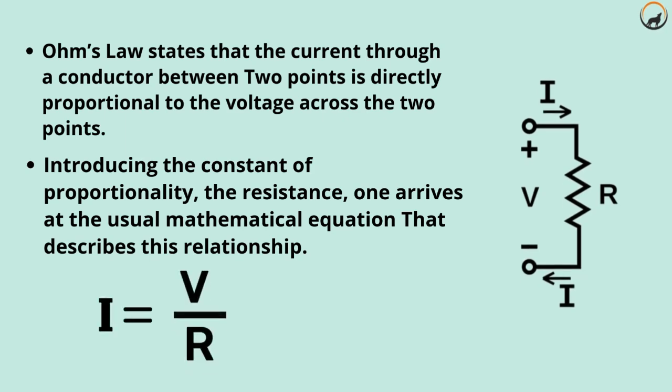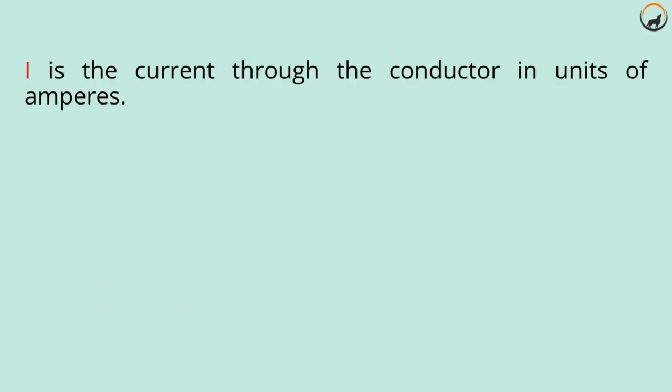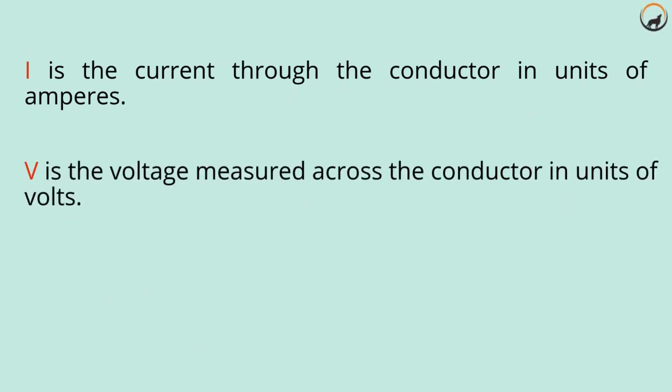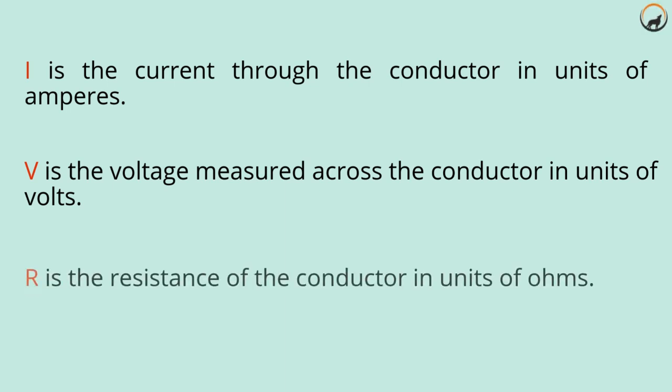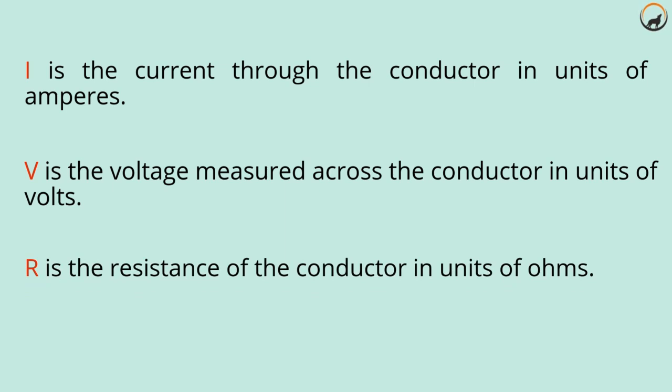I equals V over R. I is the current through the conductor in units of amperes. V is the voltage measured across the conductor in units of volts. R is the resistance of the conductor in units of ohms. More specifically, Ohm's law states that the R of this relationship is constant and independent of the current.